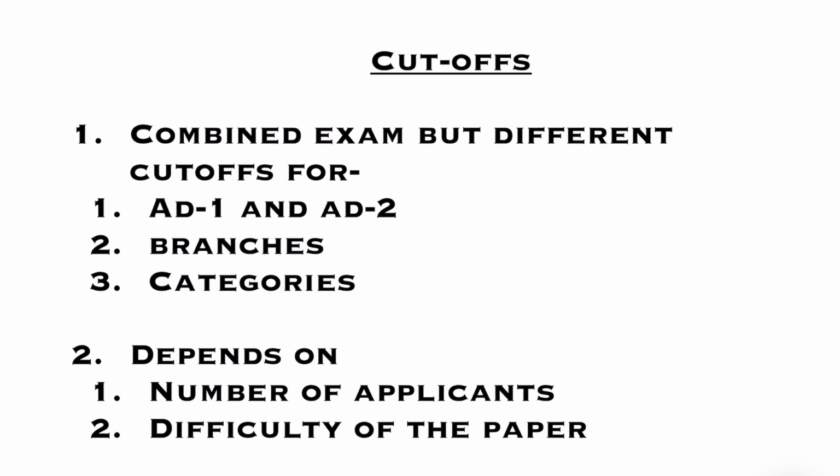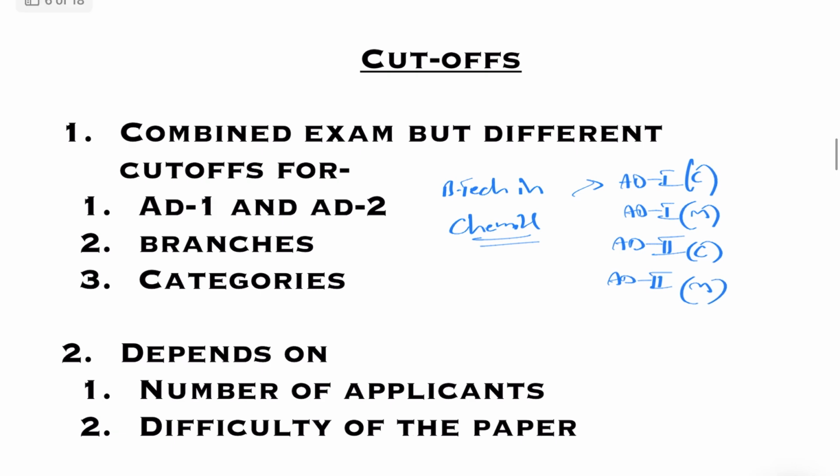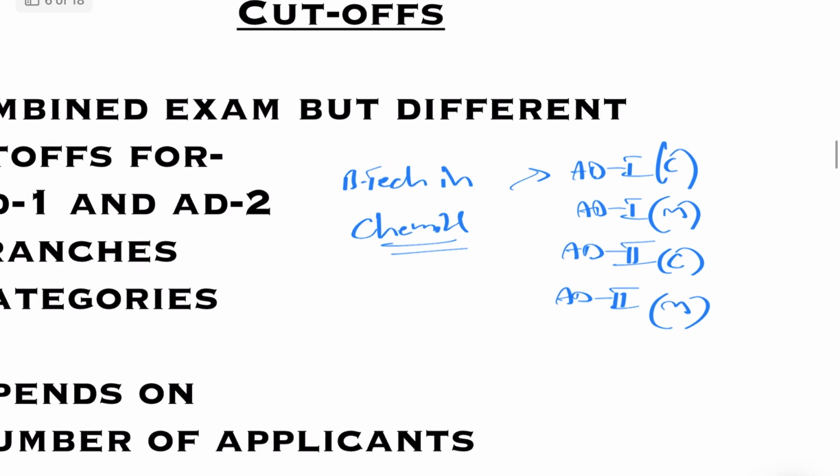So let's say that, for example, if you are a BTech in chemical engineering graduate, so basically you'll be eligible for AD-1 chemical, AD-1 metal finishing, AD-2 chemical, and AD-2 metal finishing. So how cutoffs will be decided is that, let's say you belong to the UR category. There is one post for AD-1 chemical, and let's say there are 3 posts available for AD-2 chemical. Let's say that you are a candidate belonging to UR category and you have applied for both the positions.